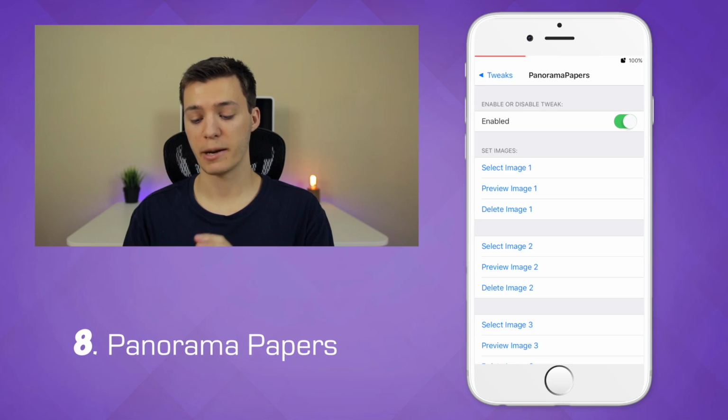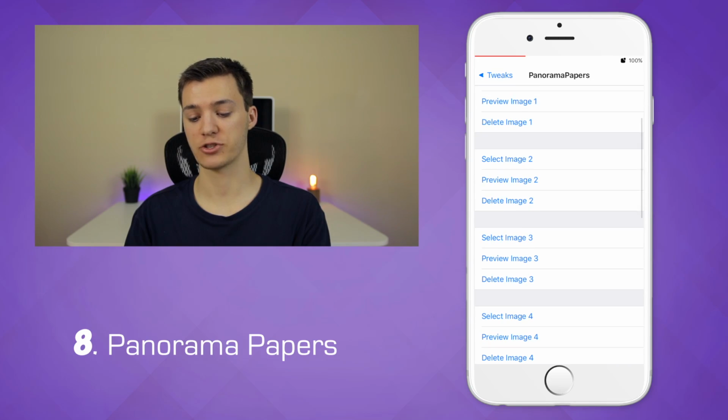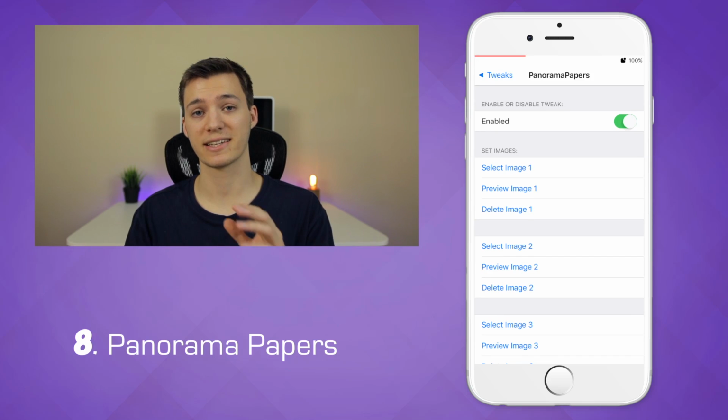Next up is Panorama Papers, and this allows you to set basically like a panorama image as your background, your wallpaper on your home screen. So you can see you can set up to 7 images for each different page. So that means that when you go to each different page, it's going to have a new image.